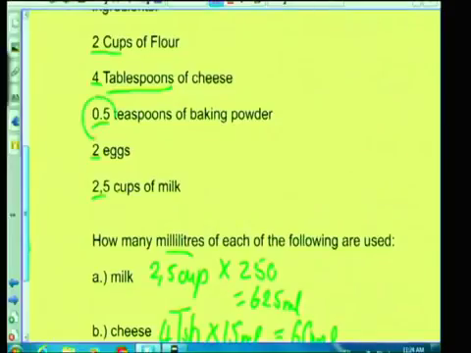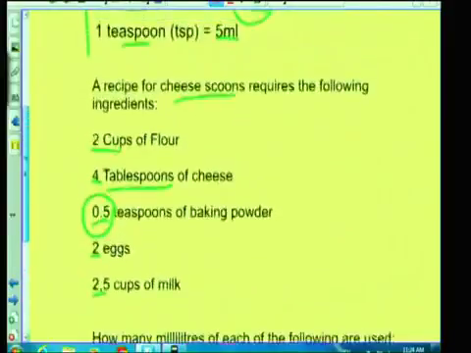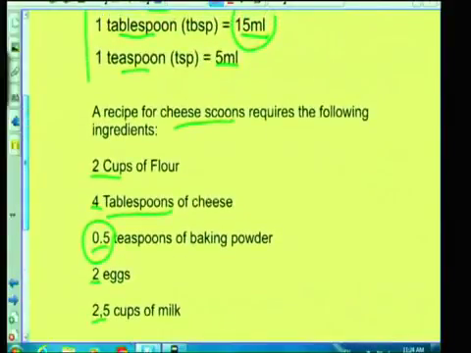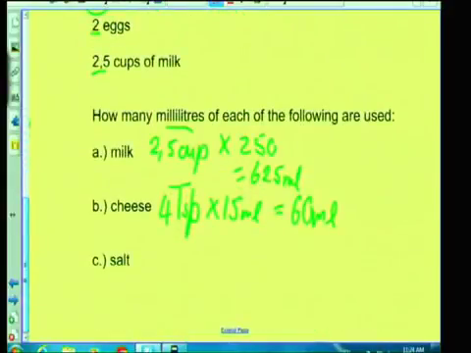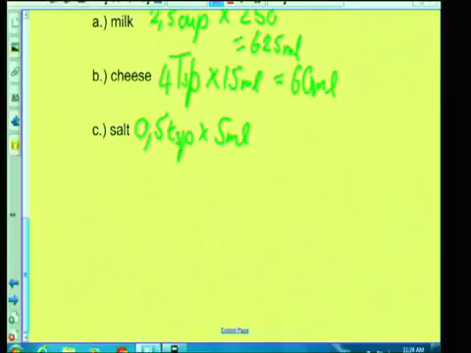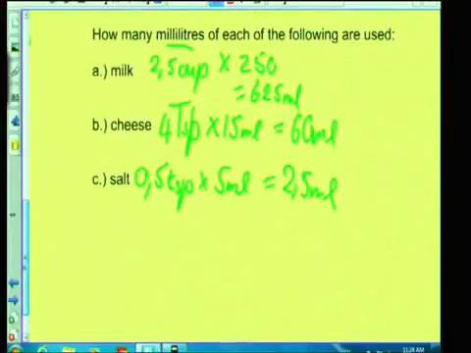We're told it's 0,5 teaspoons of salt. Quite salty, and that is 5 milliliters. So half a teaspoon, which is 5 milliliters, and if we do half of 5, that's going to be 2,5 milliliters. I'm not sure that I'd like to eat these scones, but hope you've got the conversions right.